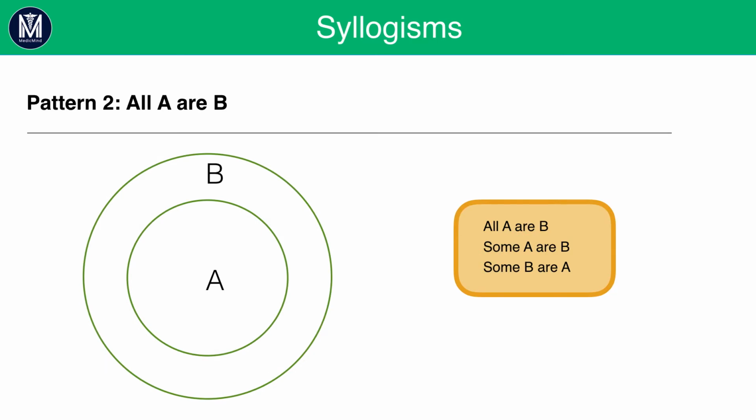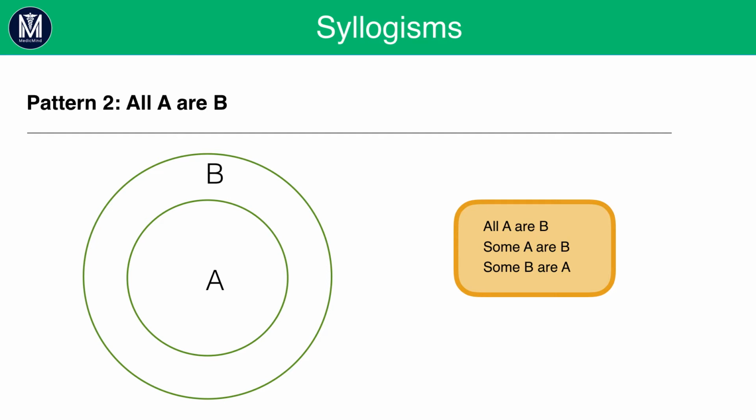Next, the second pattern you may get is all A are B. Now, a Venn diagram for this would be a circle and a circle over that circle. What can be deduced here? Well, we know that all A are B, as it says in the statement. We know that some A are B and some B are A. The reason we know this is because by default, if all A are B, then some A have to be B. In the same way, if all A are B, some B have to be A.